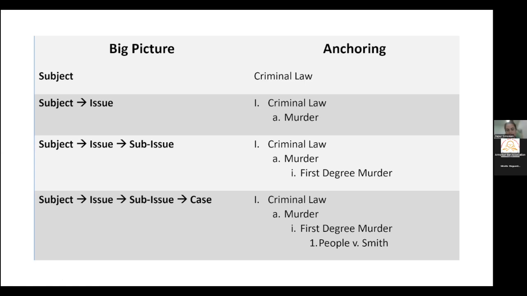Why is this important? Because when I'm reading People v. Smith, that case is probably going to talk about more than first degree murder. It might touch upon second degree murder. It might even touch upon voluntary manslaughter. But really, the reason why I'm reading People v. Smith is to identify what constitutes a first-degree murder. Those are ancillary issues.